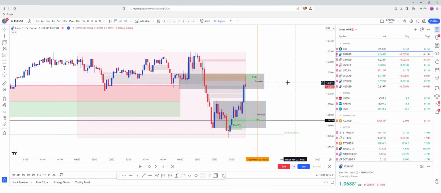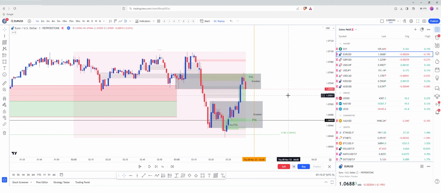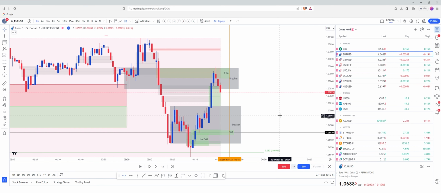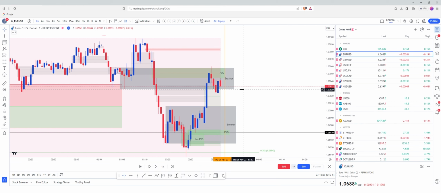You can see we find resistance. We've tapped the fair value gap. We've closed exactly at 50% of that fair value gap. Put in a high, still respecting 50% of the fair value gap. So I'm getting interested here. Rejected away from the 50% level of that fair value gap. So this is looking like it's holding. We've pulled back, coming back into the breaker block.